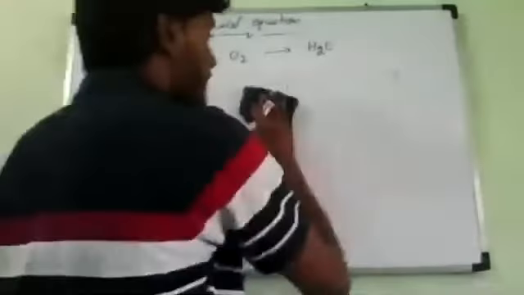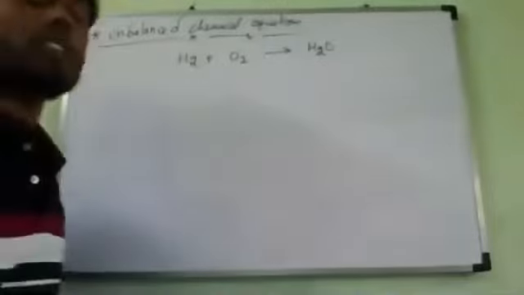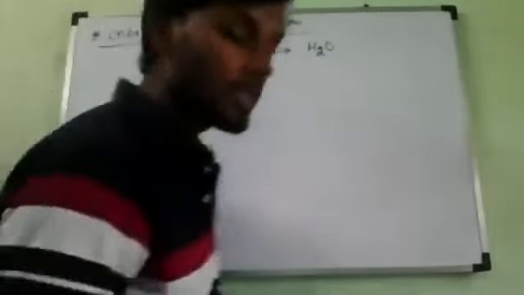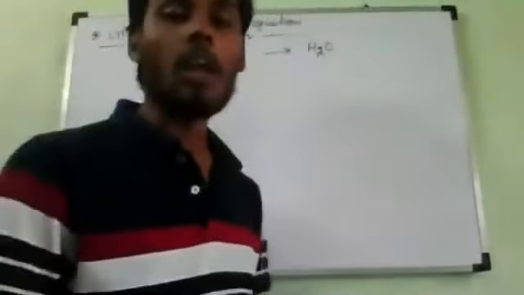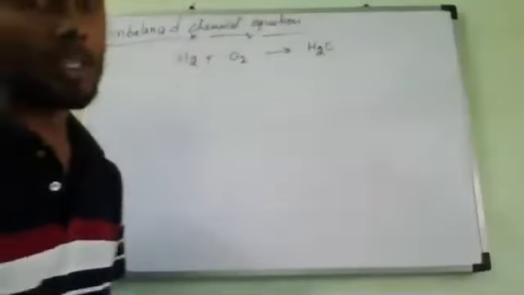Yes, sir. So let us come to balancing chemical equations. That is the reason why we should balance a chemical equation: the number of atoms on the reactant side must be equal to the number of atoms on the product side. Then only it will satisfy the law of conservation of mass. Now let us see balancing of this chemical equation.